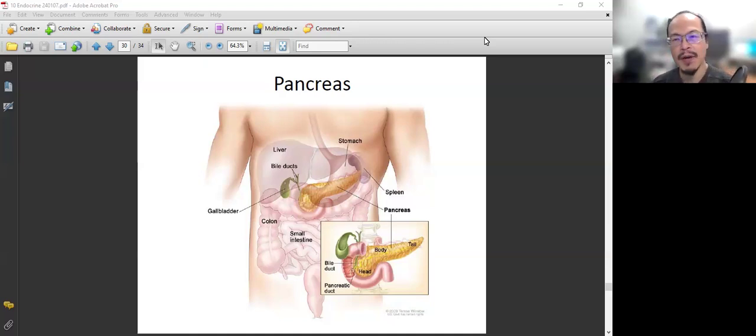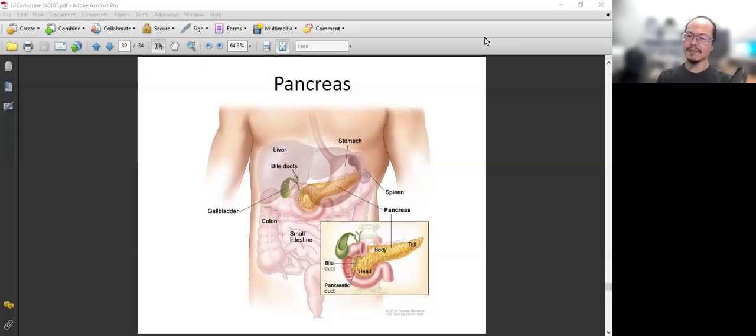What do we need to know? The pancreas is part of the digestive system, so it has the digestive portion. It is also part of the endocrine system, so it has the endocrine portion.